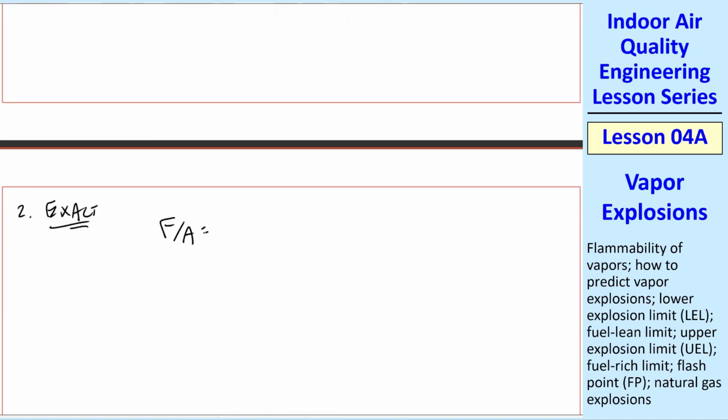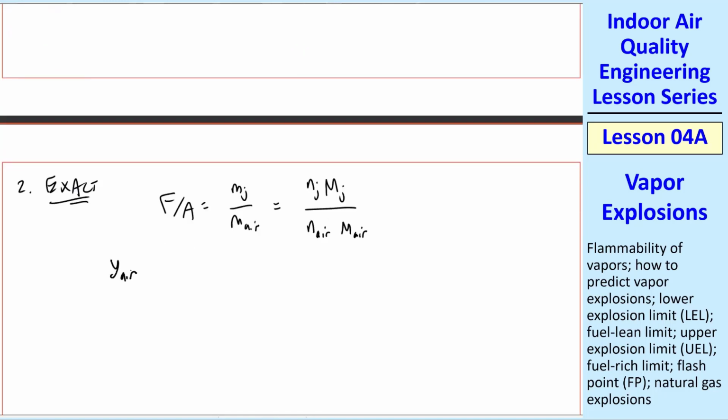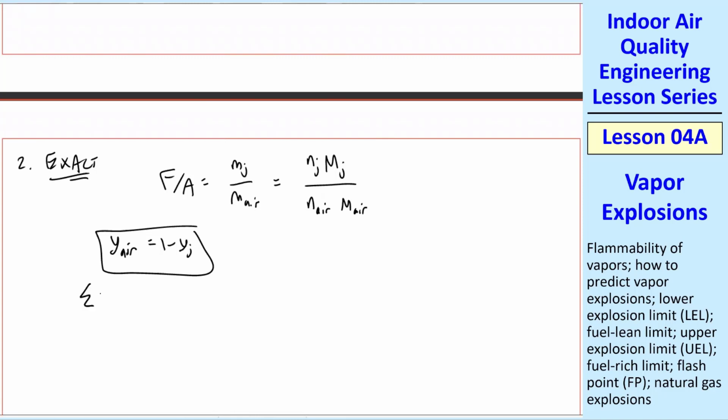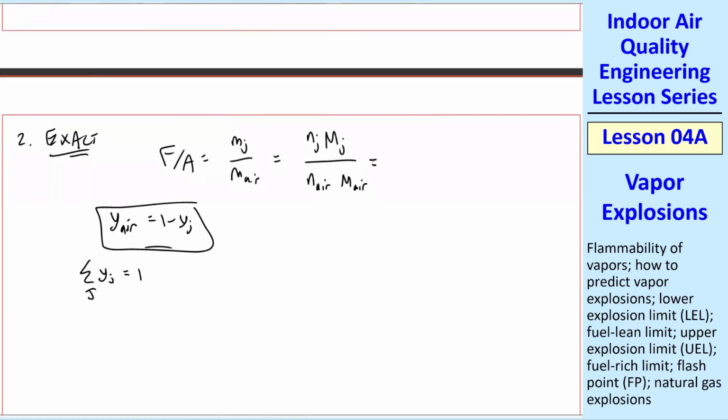Remember, F over A is Mj over not the total, but the air. So this is equal to Nj Mj over N air M air. And what is N air? Well, Y air, our mole fraction of air, is 1 minus Yj if benzene and air are the only two gases in the tank. So remember, I gave you this equation, the sum over J of Yj equals 1. All the mole fractions have to add up to 1, so we can plug that in. So this is equal to Nj over Nt, Mj, and then N air over Nt, M air. And this is what we just talked about. This is Y air, so we know that that's 1 minus Yj.